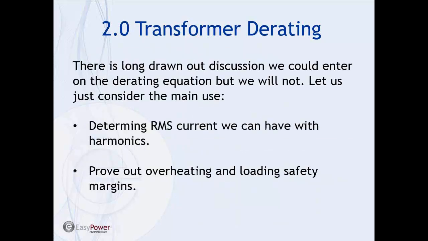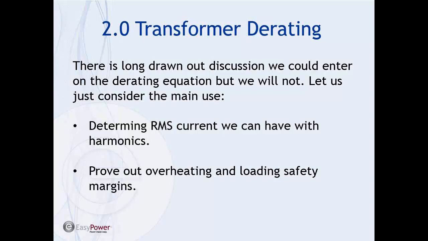So let's go to our next slide here. We could go on a big, long, drawn-out discussion of the C57-110 and the derating. But let's just consider these main uses instead. The basic use of it is to determine RMS current that we can have with the harmonics, or the way I like to look at it, the fundamental loading that we can incur on the transformer with those harmonic currents being around. The reason I include the RMS current in that note is just because that's how the derating equation is formulated, and I want to make sure we specifically note that.